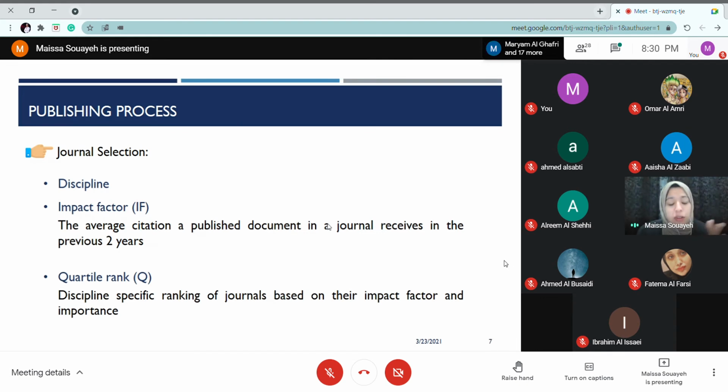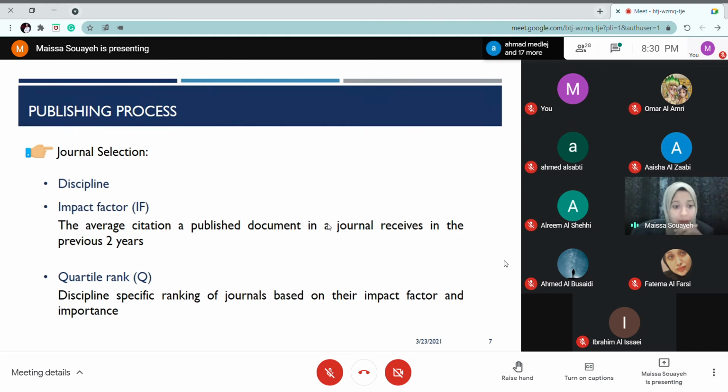The impact factor and also the quartile rank are how you rank journals. Okay, the impact factor is the average number of citations a published document in a journal received in the previous 2 years. See, it's all about the citation. So if each document in a journal receives high citations per 2 years, the journal will have a high impact factor. It means many people want to cite from this specific journal, and this increases the rank of the journal.